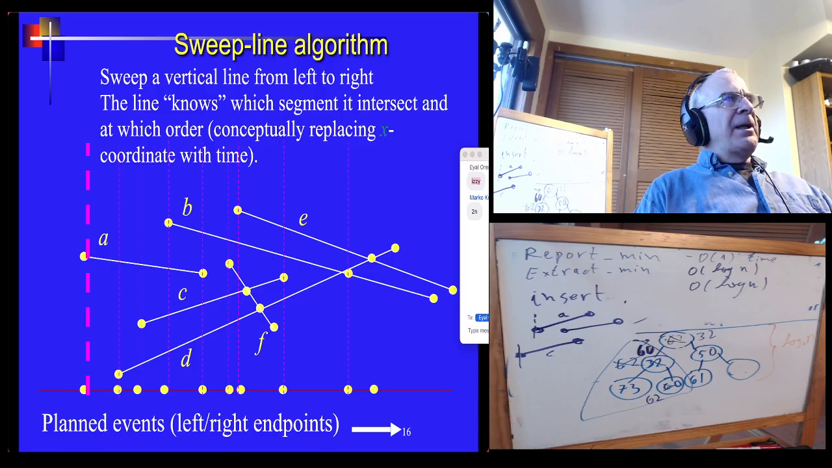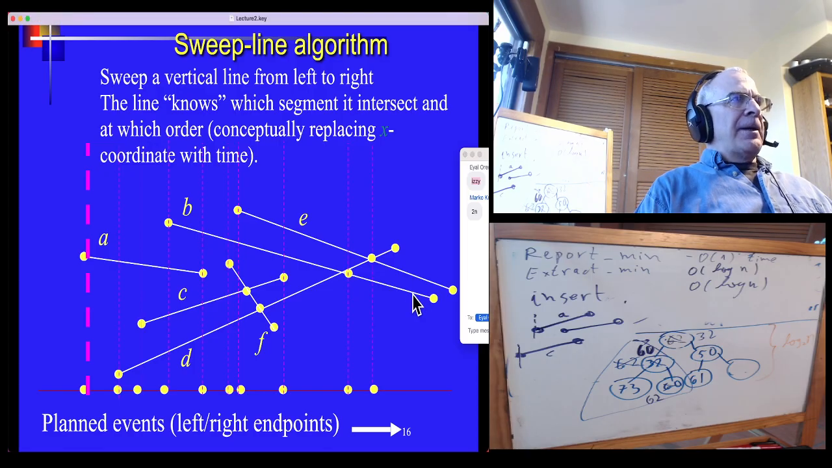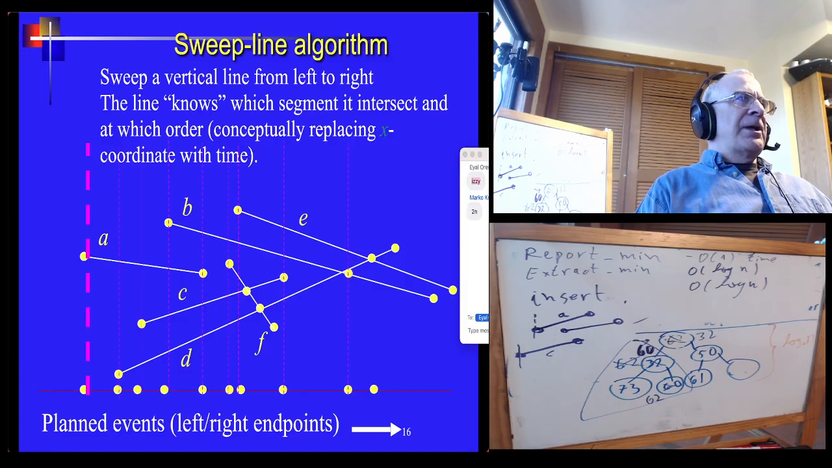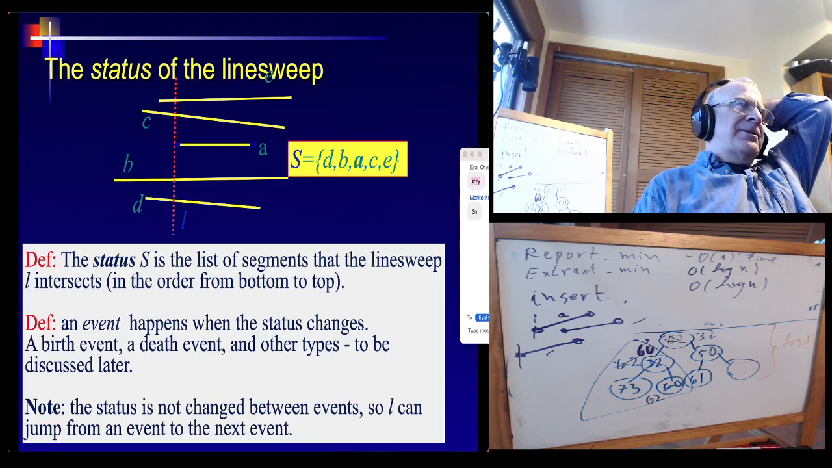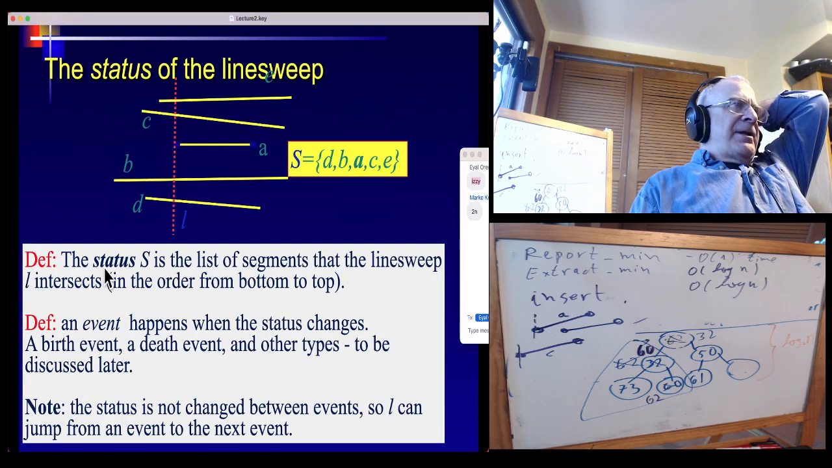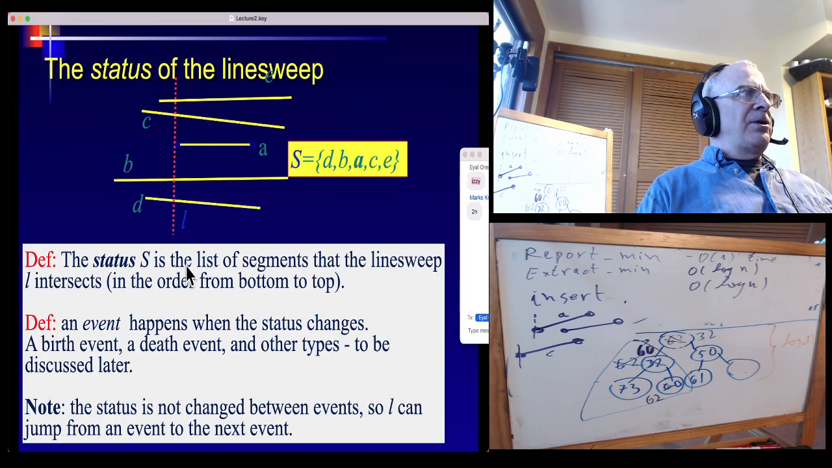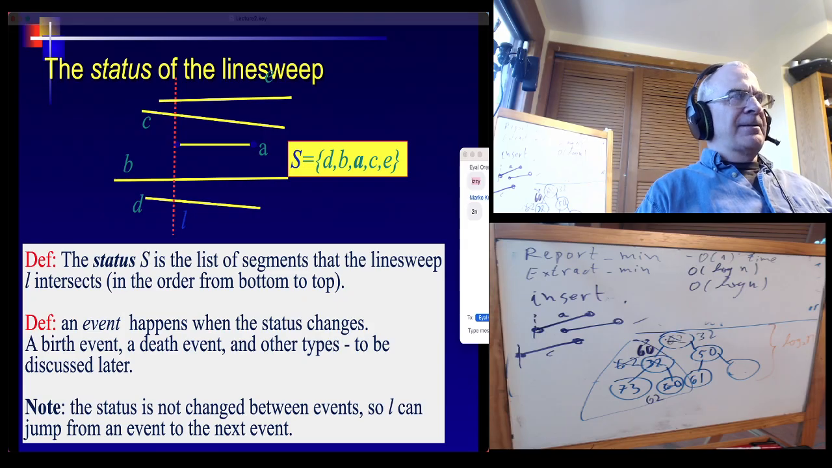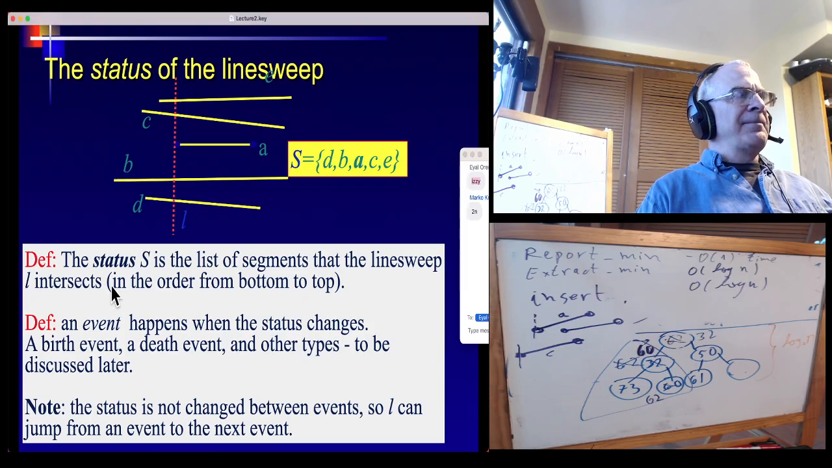Okay, sweeping line left to right. We talked about it. Each time I'm moving to the next event. Definition: the status S, we already know it, is the list of segments that the line sweep L intersects at this very moment. Things are moving, things are changing in time, in the order from bottom to top. That's exactly the status.